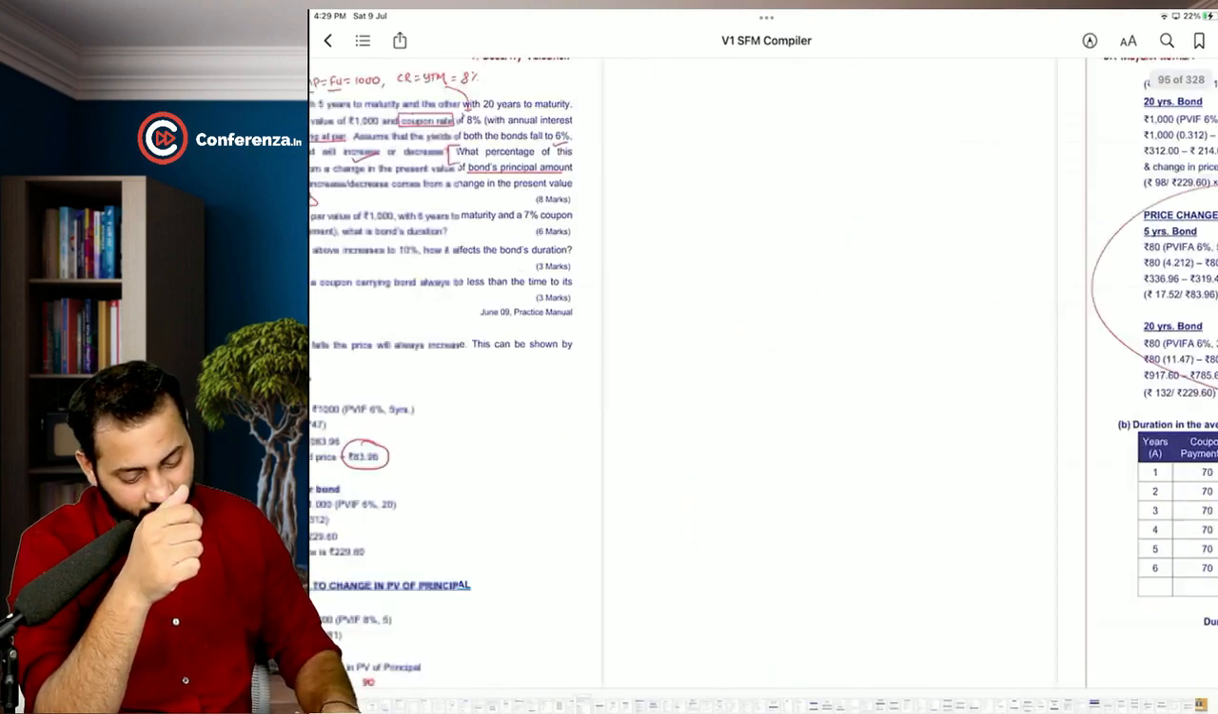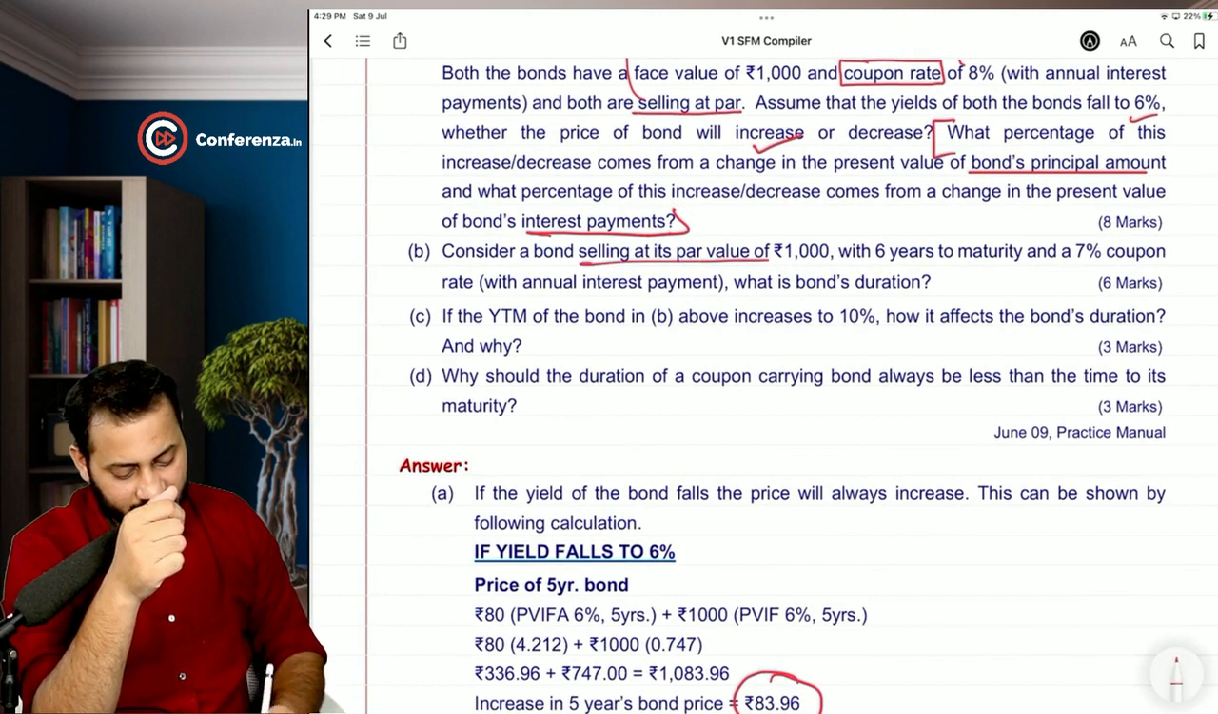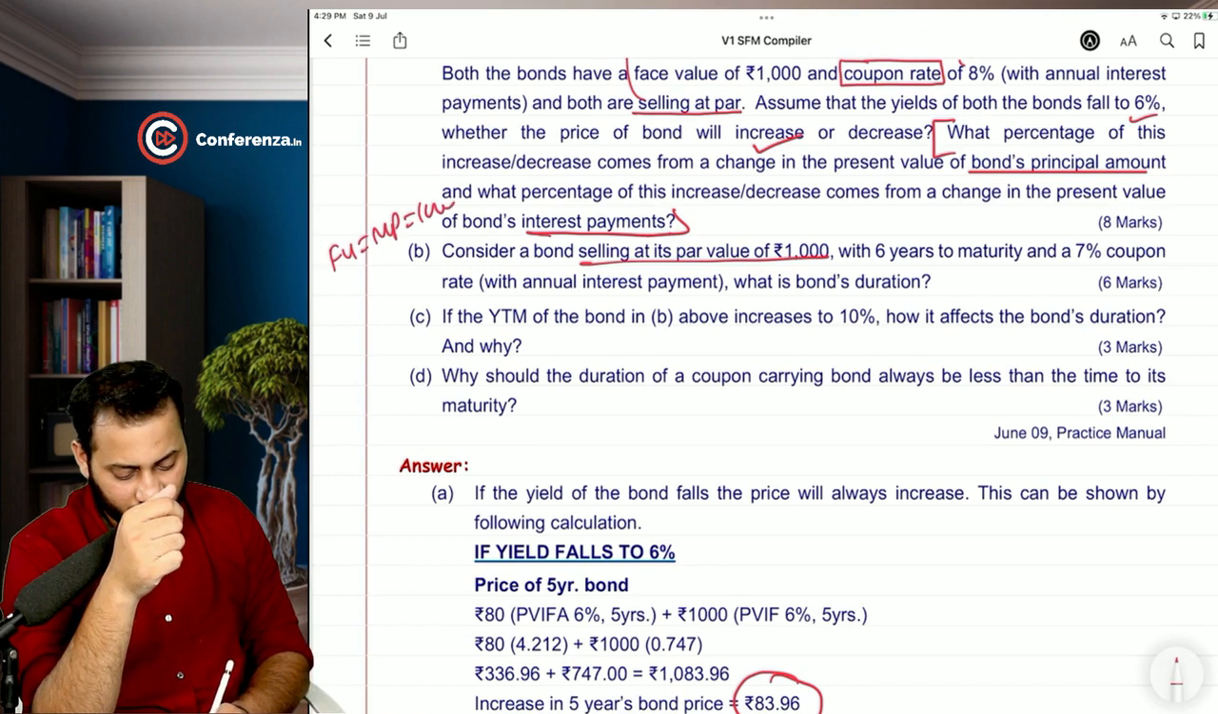Okay, let's move on to the next question. Consider a bond selling at its par value. So if it is selling at its par value, we can say that face value is equal to market price is equal to 1000.